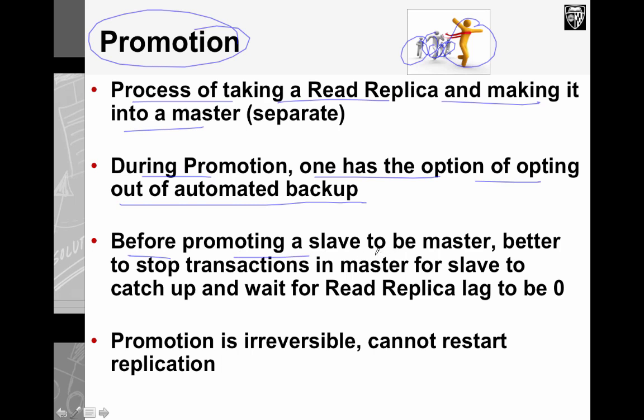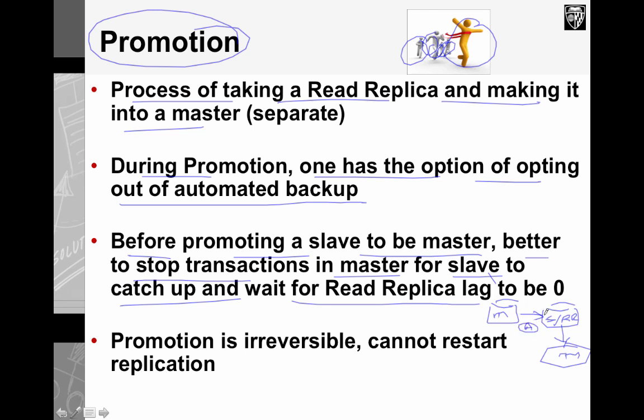Before promoting a slave to be a master, it's better to stop transactions in the master for the slave to catch up and wait for read replica lag to be 0. What I'm trying to say here is that if you have a master and then you have a slave read replica, before you convert this slave into a new master, remember, when you have a master-slave relationship, there is replication that's going on, and it's asynchronous replication.